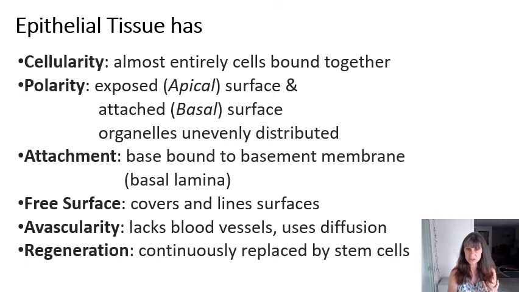And epithelial tissue lacks blood vessels and has to have diffusion as a means to get nutrition and oxygen to those cells, and diffusion to get rid of carbon dioxide and waste products from those cells. Epithelial tissue is also continuously replaced by stem cells. So there's a lot of regeneration that goes on with epithelial tissue.